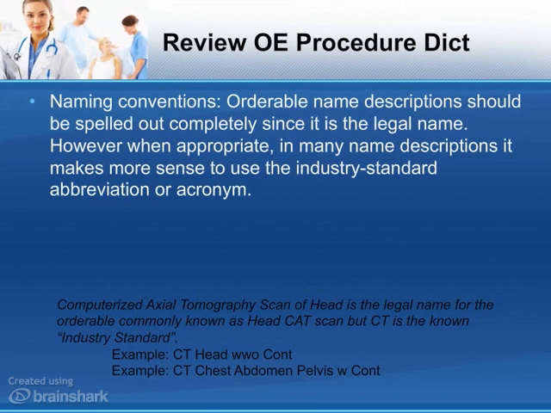Earlier we talked about your committee that created a style guide. Here's where the style guide is really going to come into effect. You need to review every dictionary or every procedure that is built in the OE procedure dictionary, whether it be for the nursing department, lab, radiology, or dietary. You need to look at the naming conventions and figure out, are we going to use tall man lettering? What's the industry standard abbreviation or acronym? Are we going to use that?